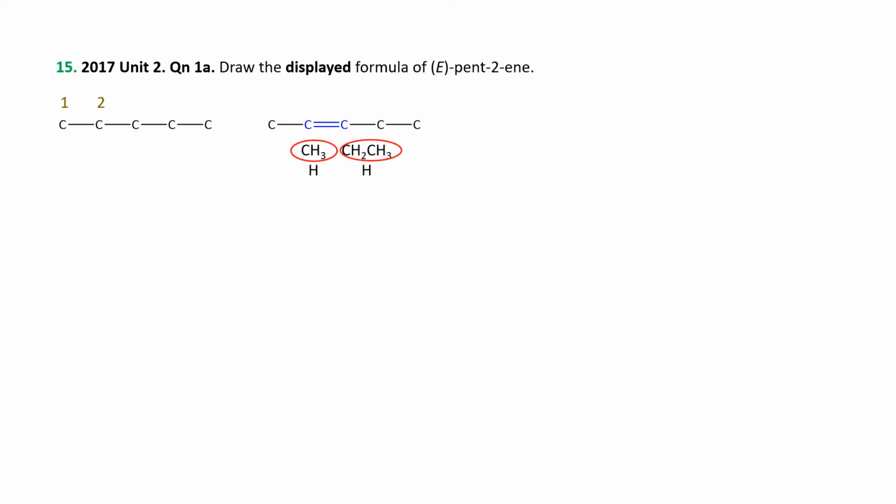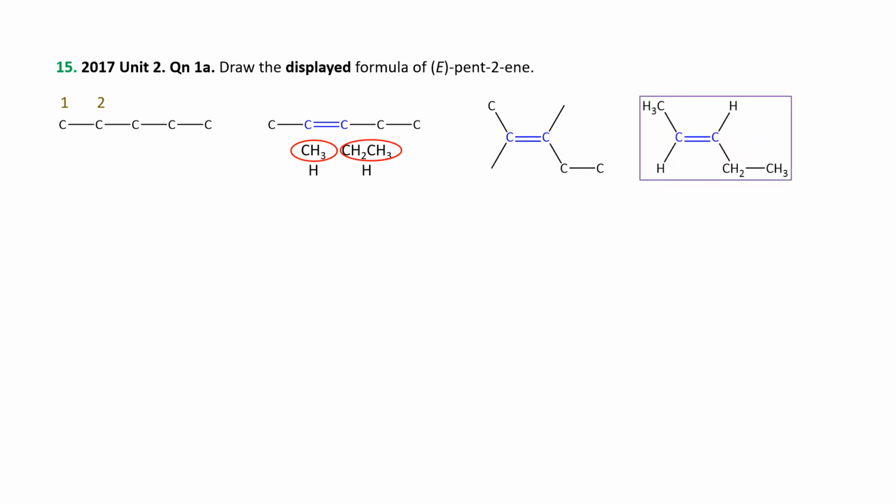Higher priority on both is the non-hydrogen bit, so the methyl and the ethyl. And we have to put those on opposite sides. So there we are, there's the double bond, there's the methyl and the H, there's the H and the ethyl, and notice the methyl and the ethyl on opposite sides. And now we just need to fill in with all the pretty hydrogens.